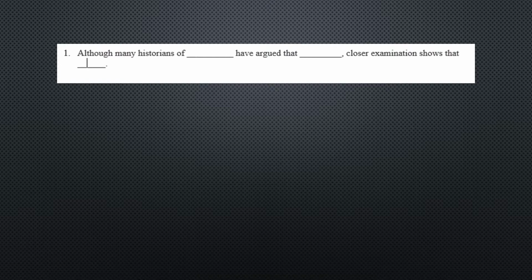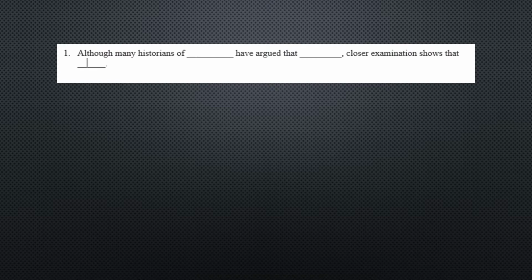So what this means here is the first blank, although many historians of the Revolutionary period have argued that colonial paranoia of British infringements on their liberties caused the revolution, closer examination shows that it's a misunderstanding, starting with the Proclamation Line of 1763 and other acts that followed that caused a lot of these tensions, or whatever it is. So what you're doing here is, although many historians of whatever the topic is have argued other theories, you are then going to say a closer examination shows your theory is correct, right?